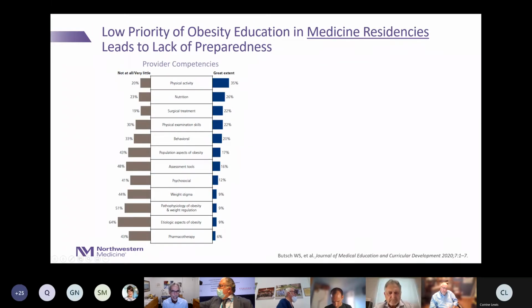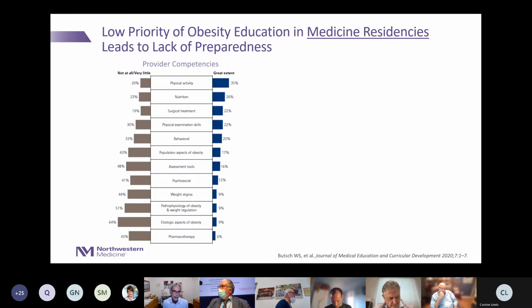So here I'm flipping to medical residencies. We sent the same, very typical, kind of survey to internal medicine residencies in the United States. 501 internal medicine residencies in the United States. We got 81 respond, which is a 16% response rate. And what you see is provider competencies towards the right.